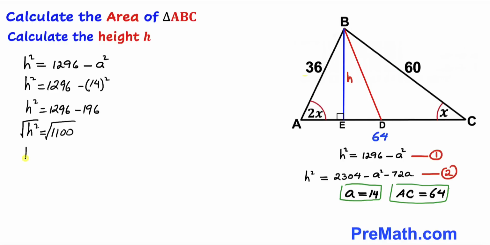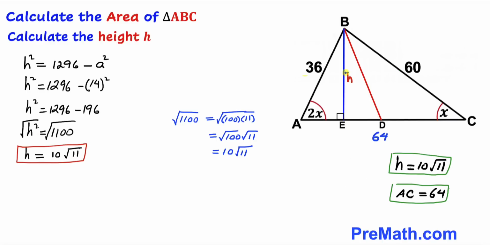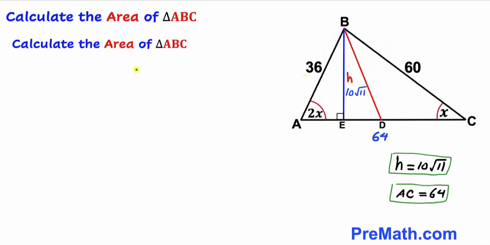So our H value turns out to be 10 times square root of 11. As you can see over here, I simplified this one. So thus our h value, this one, is 10 times square root of 11. And here's our final step.